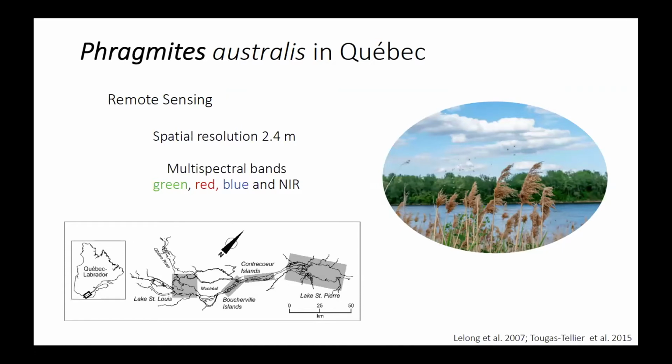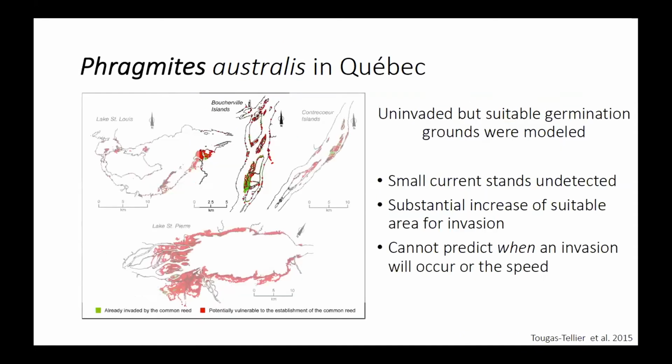invasive haplotype M. A recent study using high-definition satellite images and a combination of multispectral bands mapped the current distribution of Phragmites along the St. Lawrence River. The study identified existing common reed stands and modeled the spatial distribution of uninvaded but suitable germination grounds for these species. In red, you can see them there. The study reports that stands of small size remain undetected and a substantial increase of suitable area for invasion.